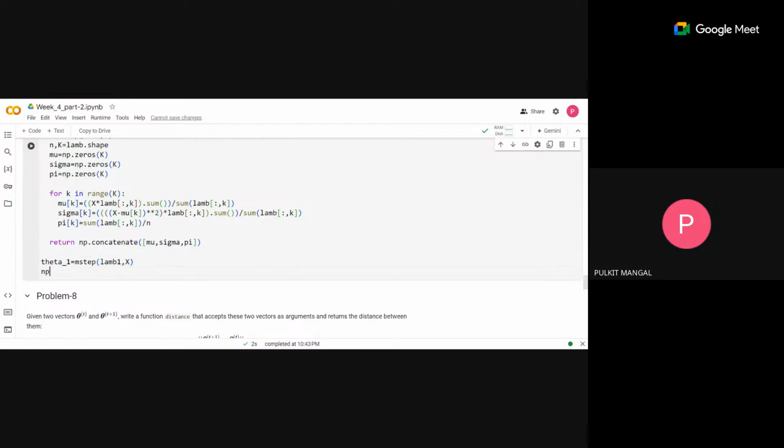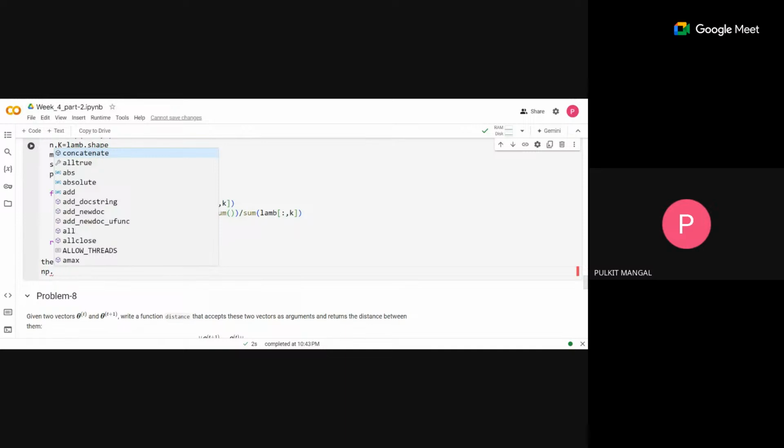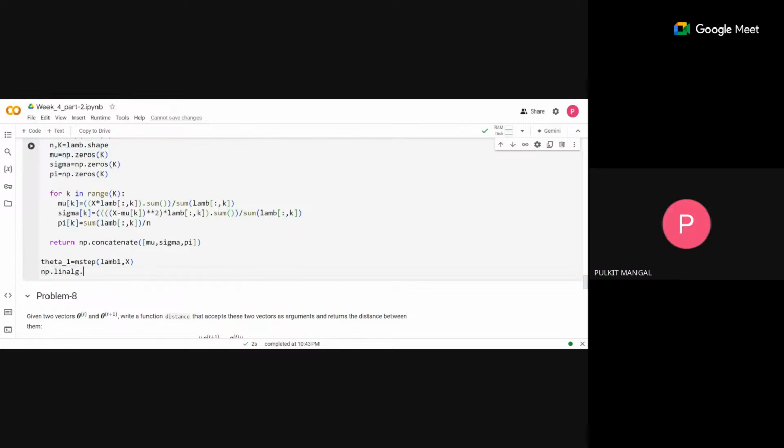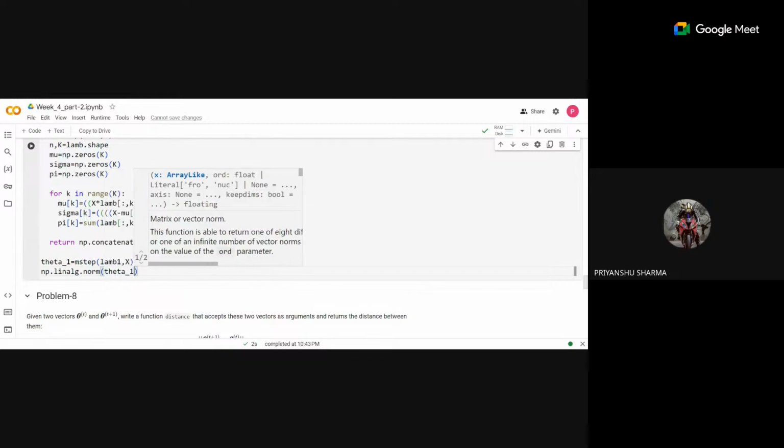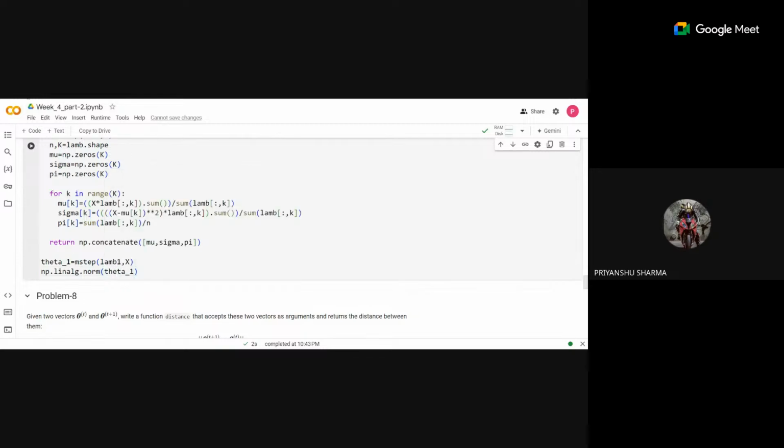And how do you calculate the norm? Linear algebra, np dot linalg dot norm. Sir, is there no inbuilt function to compute these? Every time we have to write from scratch for this EM algorithm? At least in NumPy, there is not.